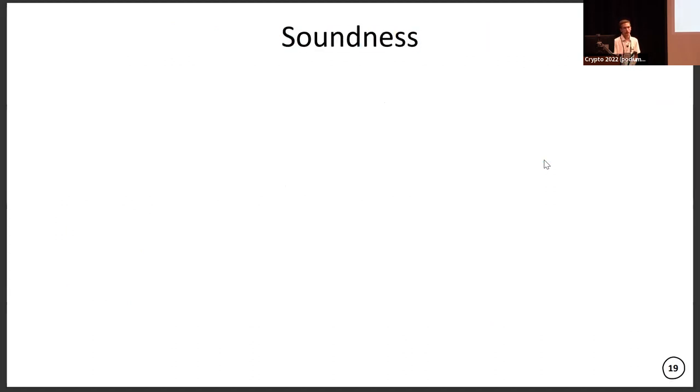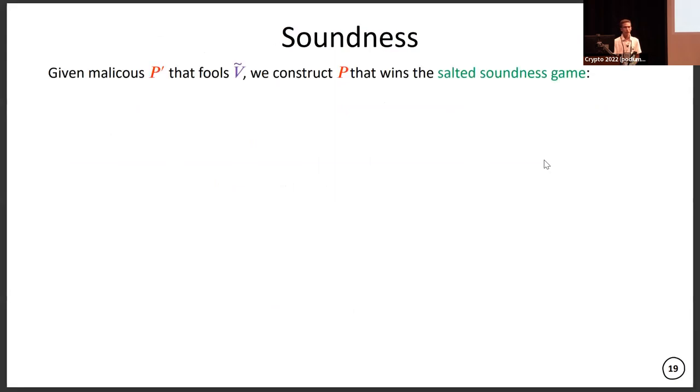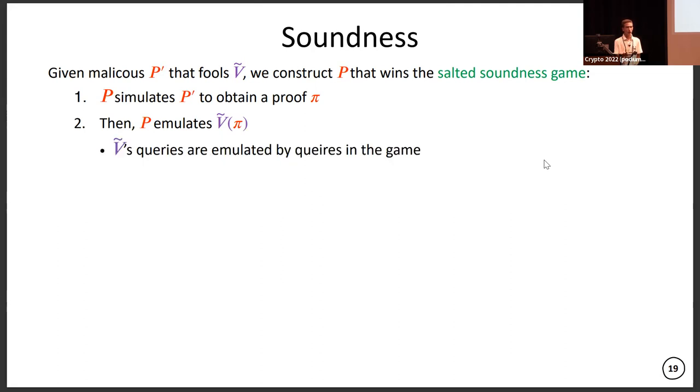Let's discuss soundness. Soundness is actually coming directly from the fact that we have salted soundness, as I described earlier. We construct the following malicious prover, given a malicious prover P prime that fools V. The first thing it does is simulate P prime to obtain a proof. And then it emulates the new verifier, and the verifier's queries to the random oracle. So you simulate it by querying in the salt in the game we discussed earlier for salted soundness, and choose the answer that will make the new verifier accept.